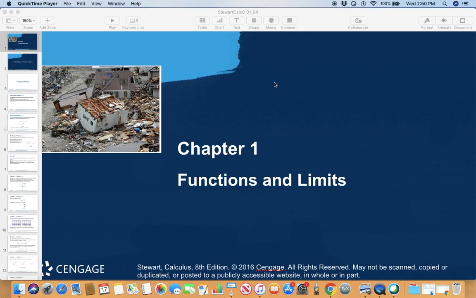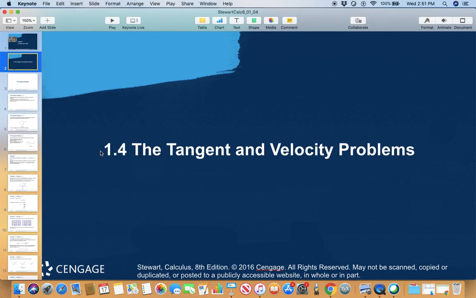Welcome to chapter 1, section 1.4. Chapter 1 covers functions and limits. We are in section 1.4, the tangent and velocity problems. This is where calculus begins.